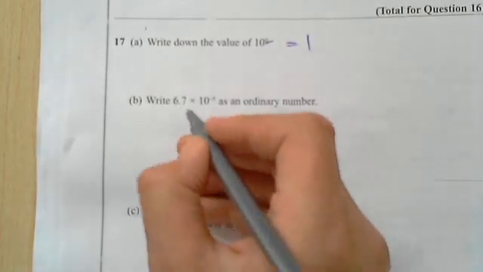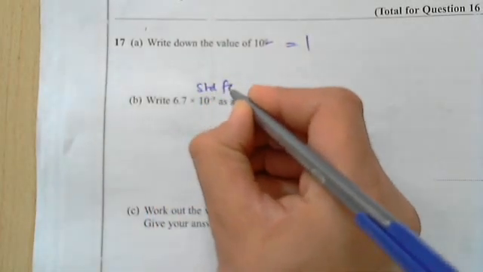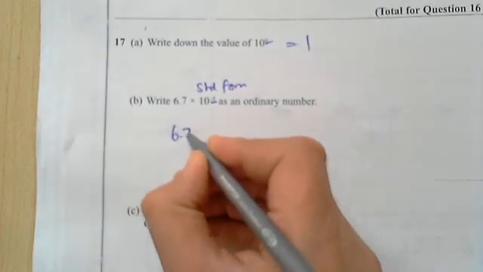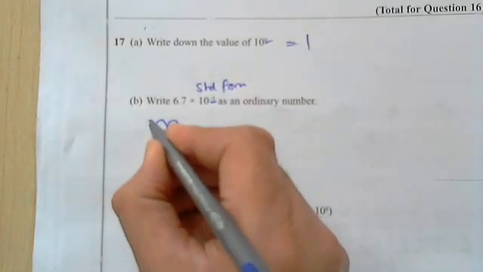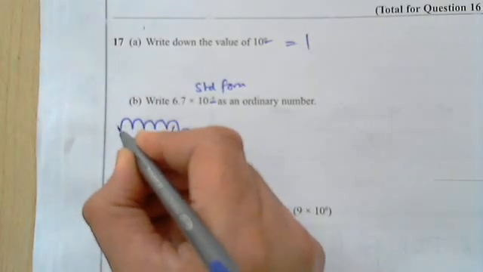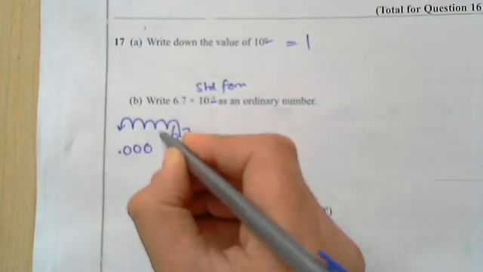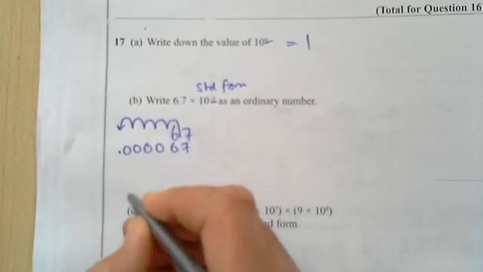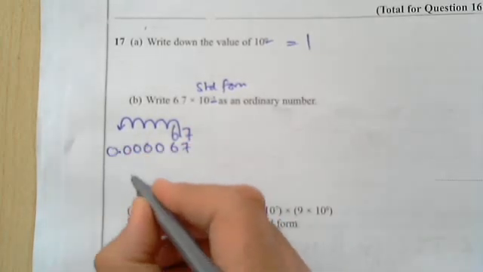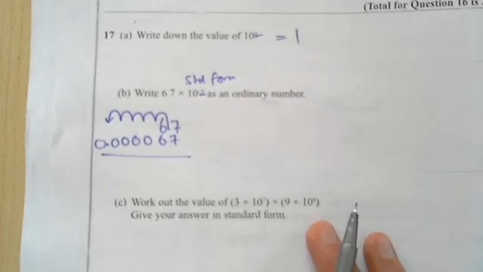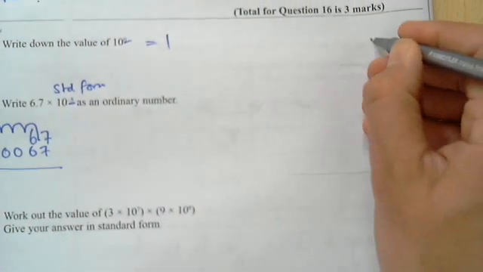Looking at standard form, the minus 5 indicates that when you write the 6.7 down, we need to move to the left. 1, 2, 3, 4, 5 numbers drop. So 0, 0, 0, 0, 6, 7, and put an extra 0 there for good measure. And that will be the answer for that part there. Don't forget to copy the numbers across in here as well.